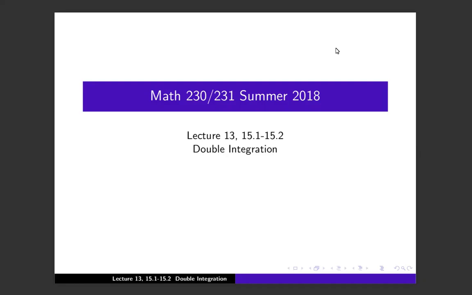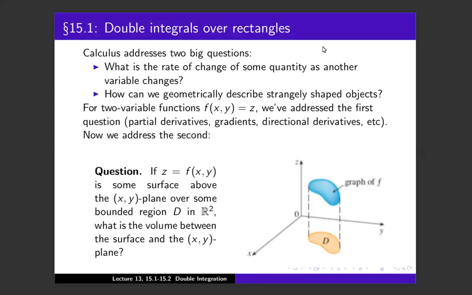We're starting a new chapter, and we're working on double integration, otherwise known as multiple integration. So what exactly does this mean? If you think about what calculus is all about, calculus is really addressing two major questions. The first is, what's the rate of change of some quantity as another quantity changes? In other words, that's the question about derivatives, rates of change, and things like that. But the other question it tries to address is, how do we geometrically describe strangely shaped objects?